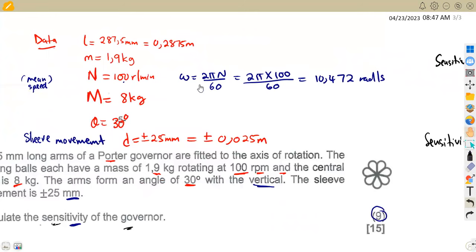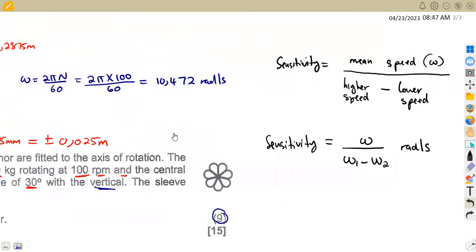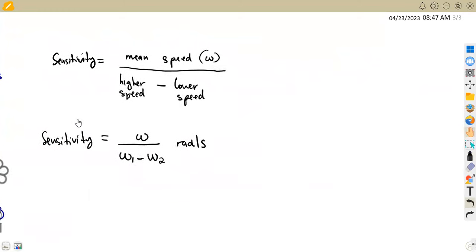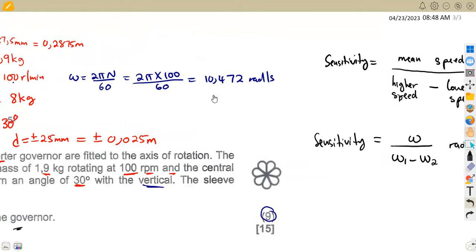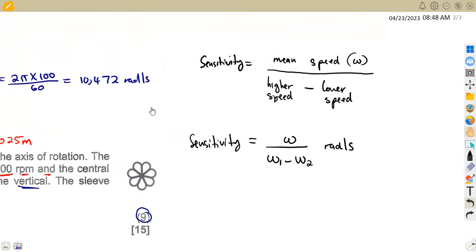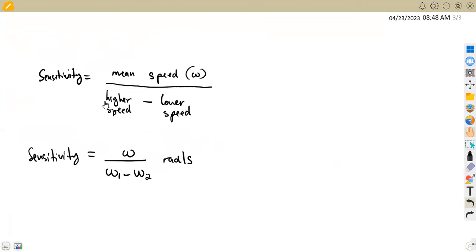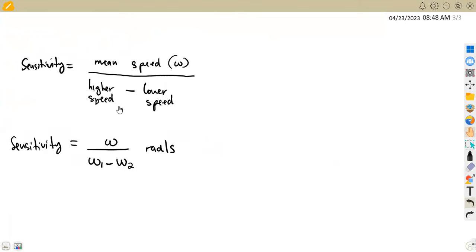We obtained our omega here in rad per second, but we do not have these other speeds, which are omega 1 and omega 2. So how are we going to obtain these values, omega 1 and omega 2? This is the idea that happens if you are dealing with a Porter governor. Let's just have a scale so that you understand what we have.